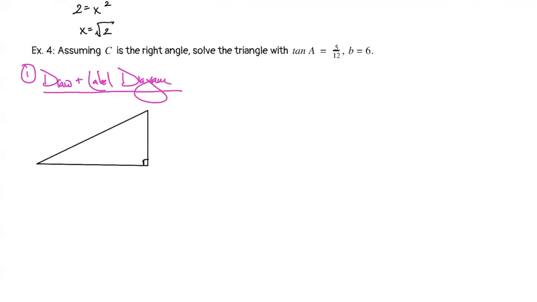It's definitely not a right angle, but I'm going to put a little square in there so I know it is. I know C is the right angle. It does not matter where I put A and B. I can do that wherever I want. So I'm going to put A up here and I'm going to put B up here.